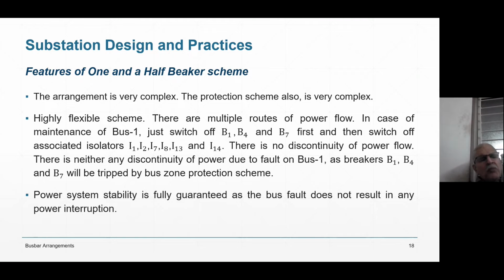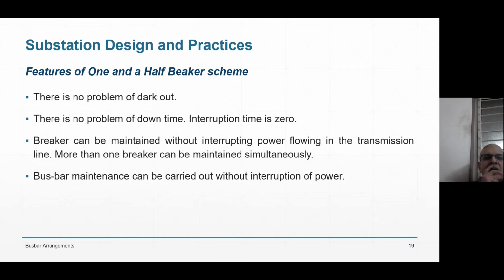Very flexible for bus fault, for breaker maintenance of line breaker, or for bus maintenance. It is very flexible. No power system instability. No discontinuity of power flow to consumers. Power system stability is fully guaranteed. These are the advantages. There is no problem of blackout. Blackout will not happen at all. People will not know that there was a fault on the bus. People will still get power, and the electricity board will get revenue.